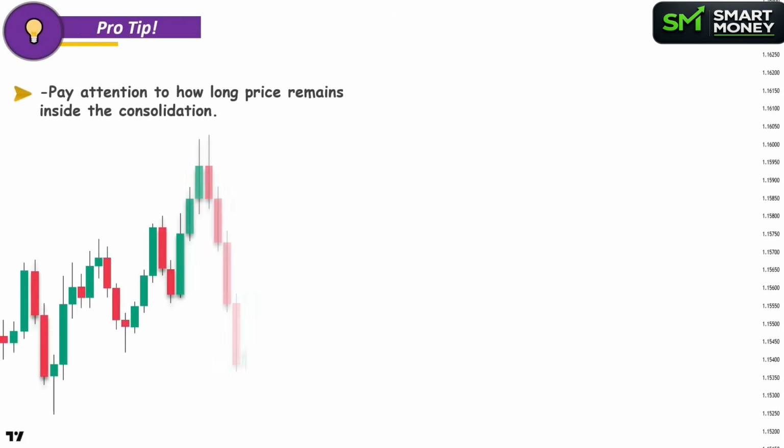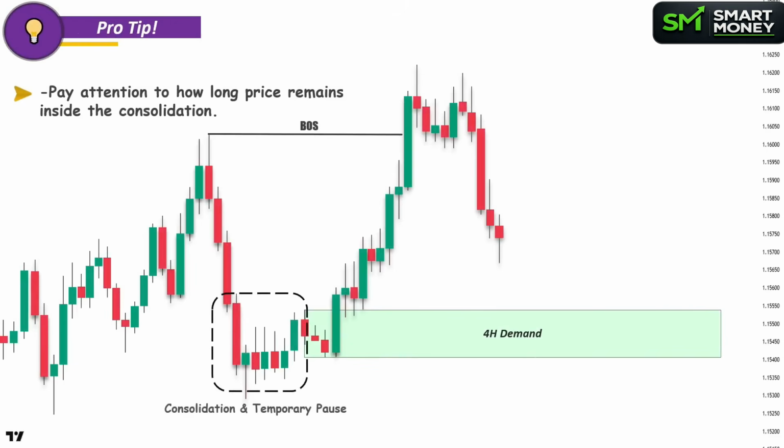Another important tip is to pay attention to how long price remains inside the consolidation. In many cases, a well-formed pause followed by a strong breakout can create a higher quality supply or demand zone, increasing the probability that price will react when it returns to that area.